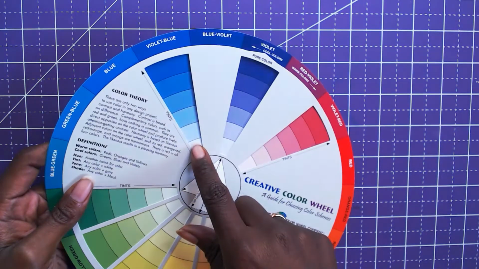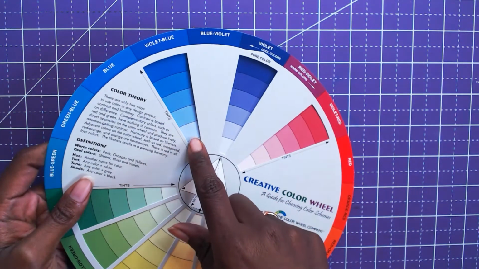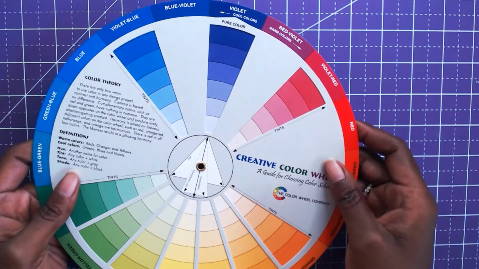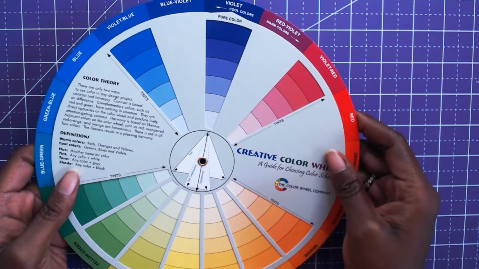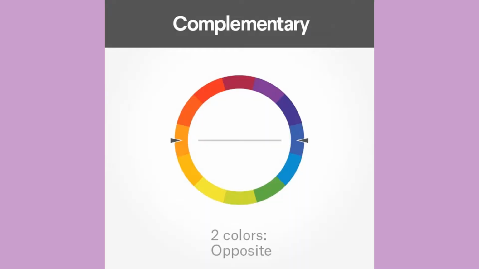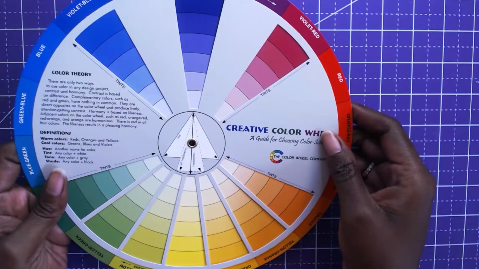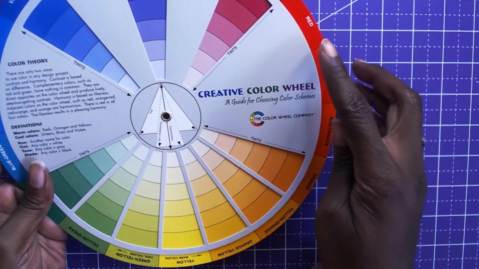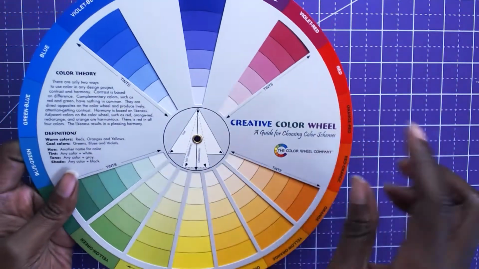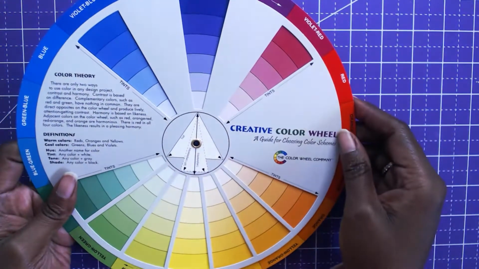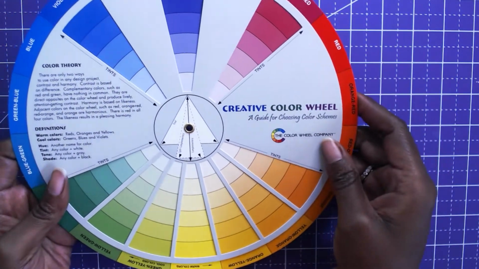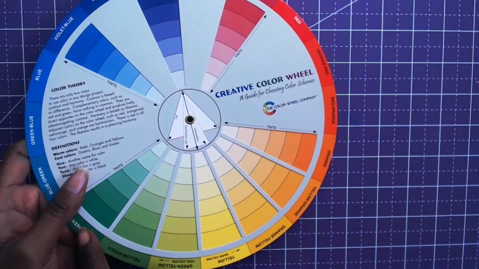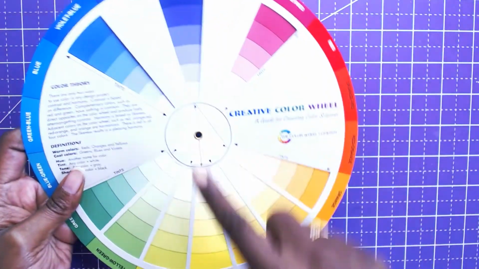Next on the wheel, we have the complementary color scheme. It is two colors opposite from each other on the color wheel. And the colors make each other pop and complement each other. Orange and blue, red and green, and violet and yellow are all examples of complementary colors. Here they are on my color wheel.